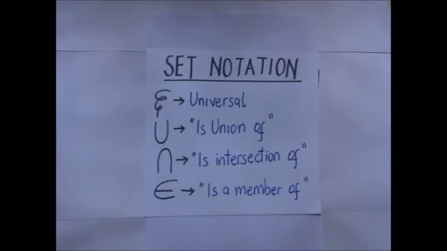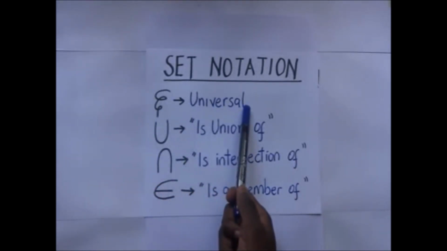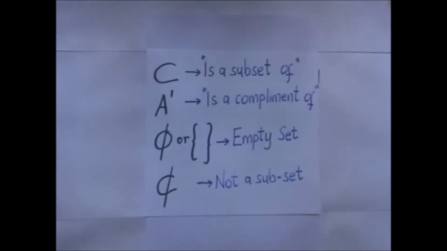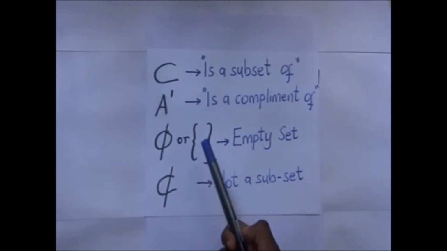In some of the common set notations, we have this symbol representing the universal set. We have U, which represents union of. Then this represents intersection, this is the intersection of. Then this is a member of. Then this represents is a subset of.